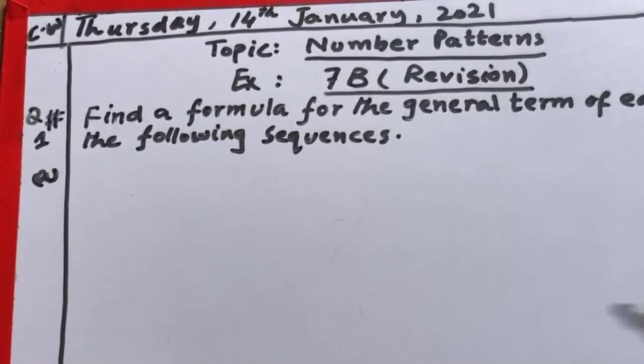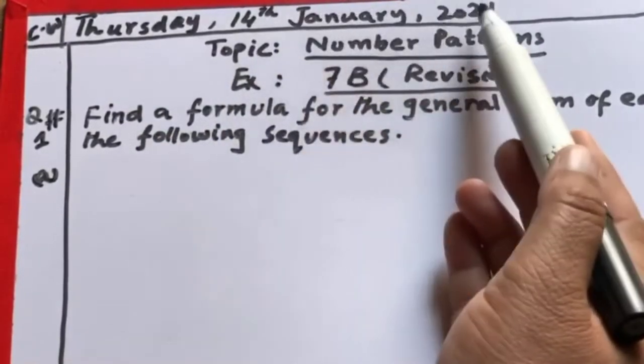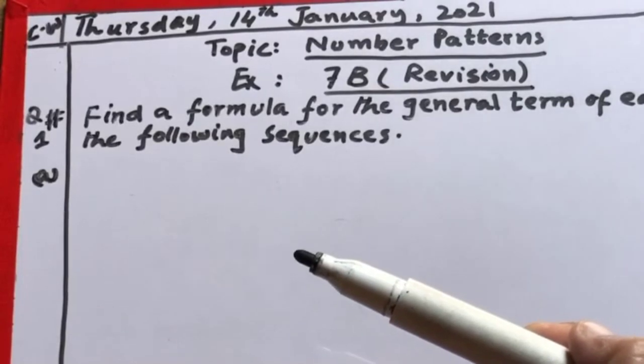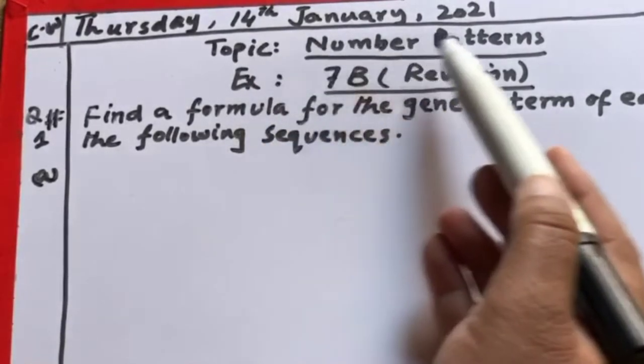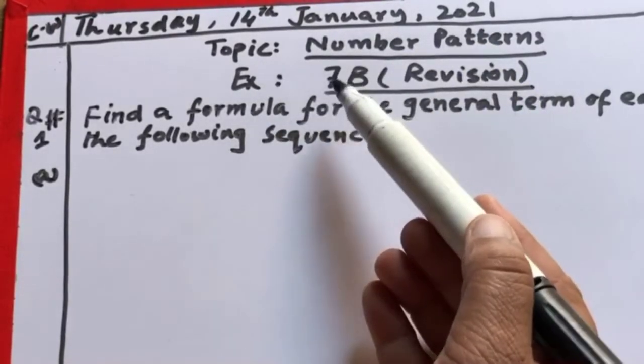Today is Thursday, 14th January 2021. Today we are going to revise the exercise 7b. Today the topic is number patterns, and today we are going to revise the 7b.